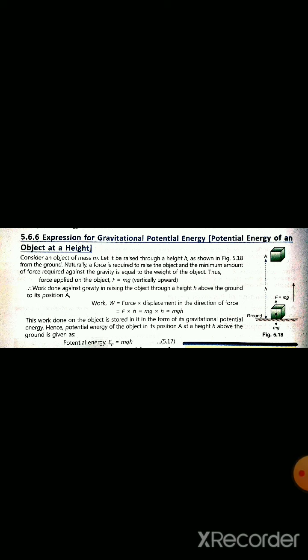Lift the stone to the roof of the house. Obviously, some work has been done on the stone in lifting it against the force of gravity, and this work done is stored up in the stone as its potential energy, right? If the stone is released, it begins to fall. It shows that the stone has acquired some energy due to the change in its position, right?